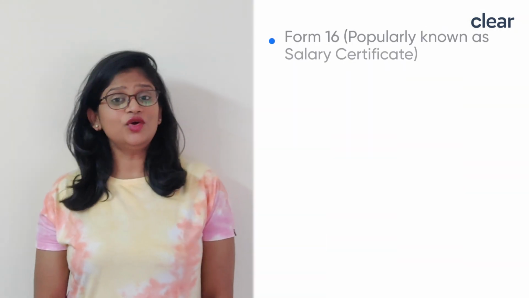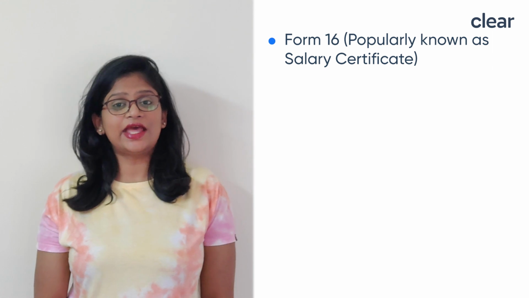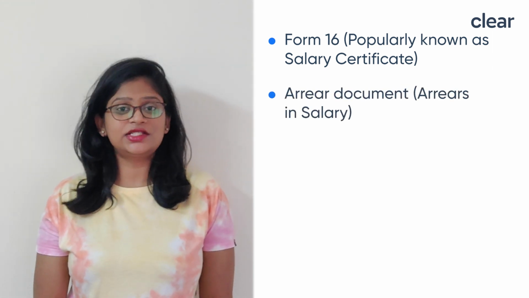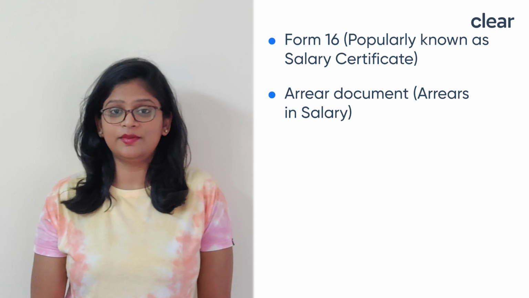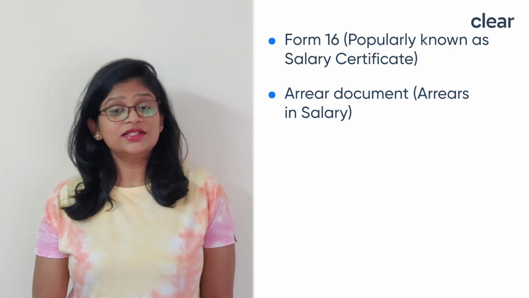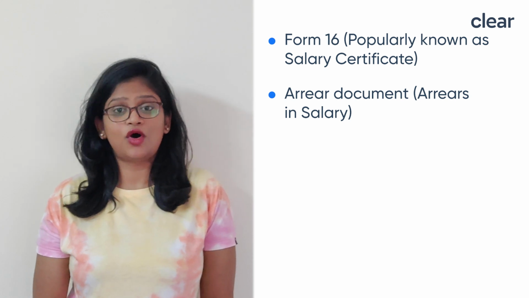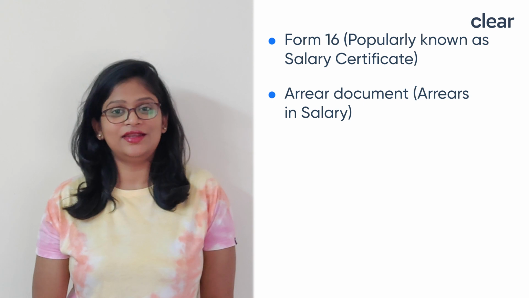Now, let's look at the documents you will need as a salary income taxpayer. If you are a salaried person, you will need to collect Form 16 at the end of the financial year from your employer. Apart from Form 16, if you've received arrears of salary for a particular year, you will need to collect the arrear document from the employer. This will contain all the details of arrears to be filled in Form 10E to take relief under Section 89.